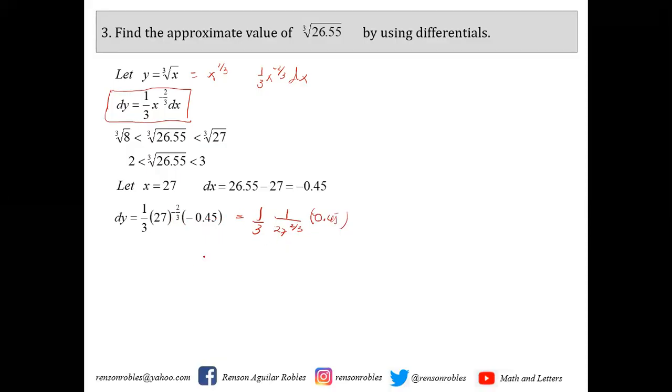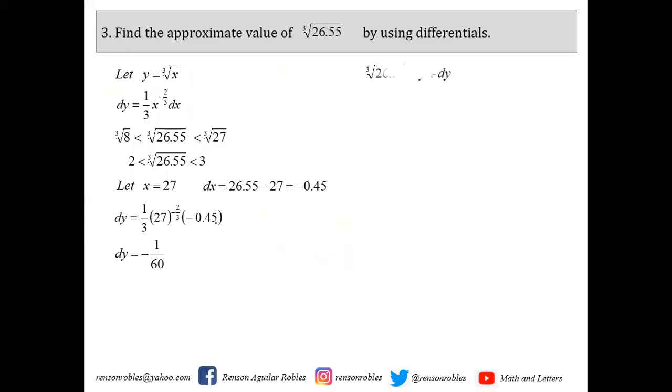And that will become negative 1 over 60. Since this will become 1 over 3 times cube root of 27 squared, that's 3 squared, and that's 9. That's 1 over 9 times negative 0.45, which can be written in fractional form as negative 45 over 100. And then you can now do the cancellation. 45 over 9 will become 5. Then 5 over 100, that's 1 over 20. Then 20 times 3, that's 60. That's why this is negative 1 over 60.